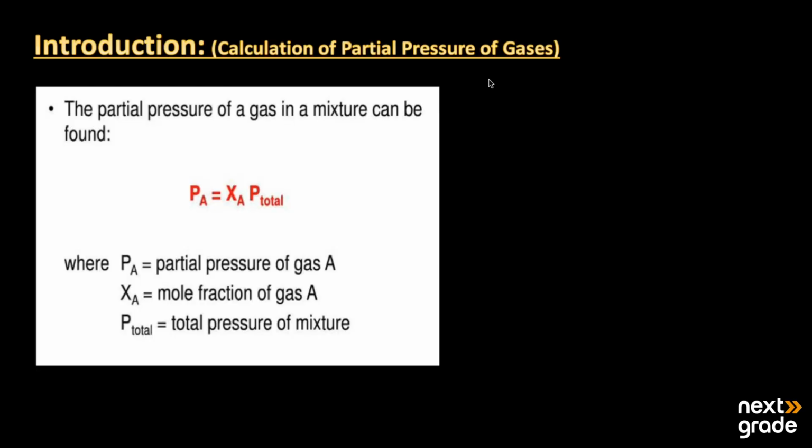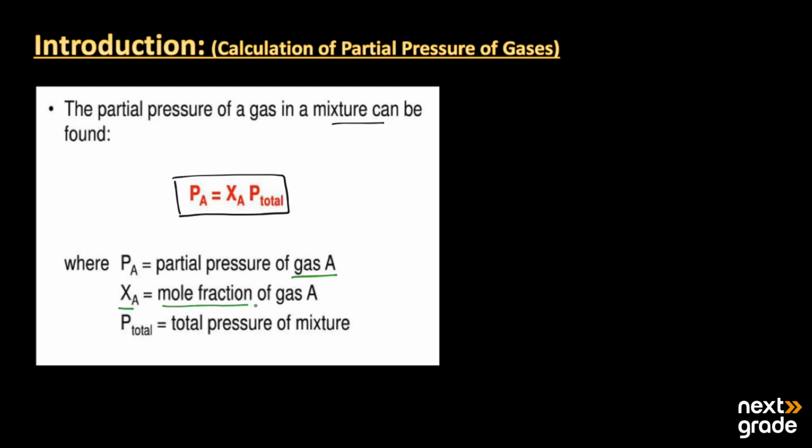So in today's lesson, we will discuss the calculation of partial pressure of gases, that is, how we can calculate the partial pressure of a gas that is present in a mixture. For this purpose, we can calculate it by using this equation, which is PA is equal to XA into P total, where PA is the partial pressure of gas A in the mixture, and XA is the mole fraction.